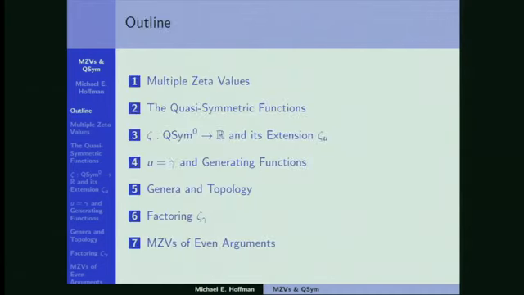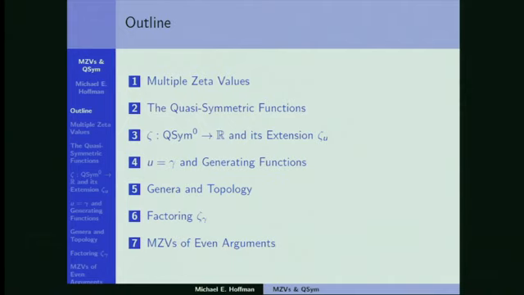So let me first give you the outline here. First, I'll just make clear the notation, and then I'll tell you a little bit about the quasi-symmetric functions. And then I'll get around to the real point of this talk, which is thinking of multiple zeta values as images under a homomorphism from the quasi-symmetric functions to the reals.